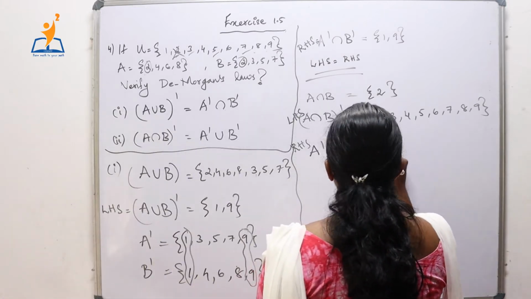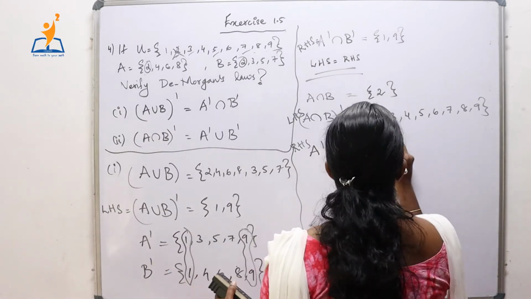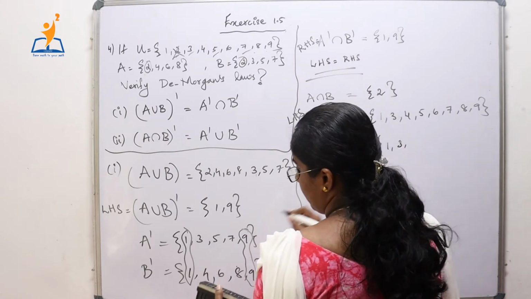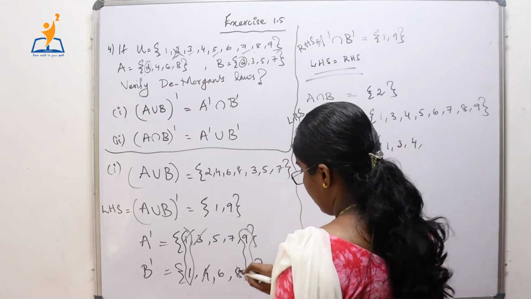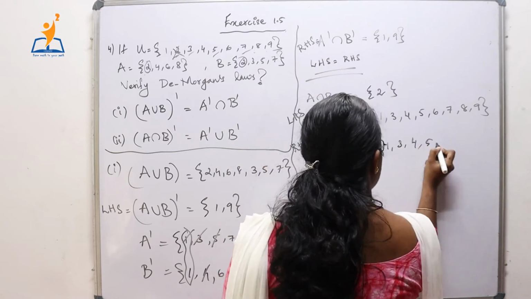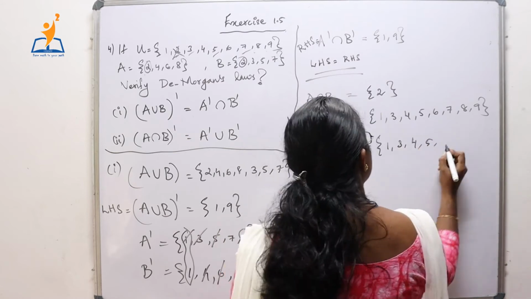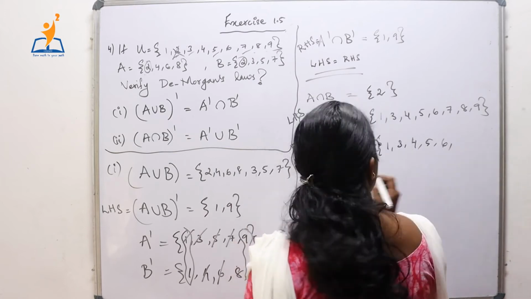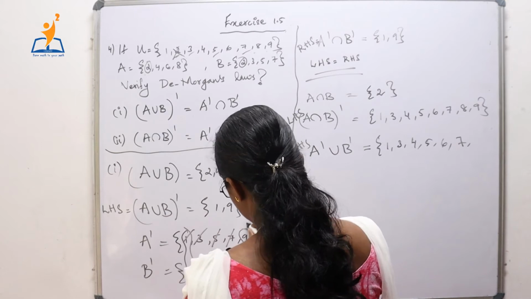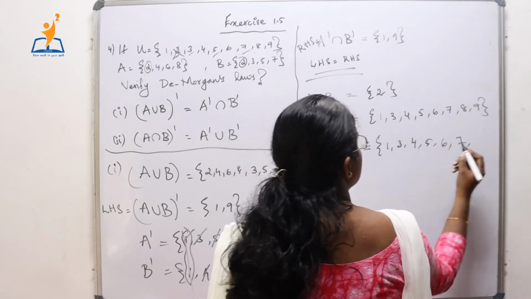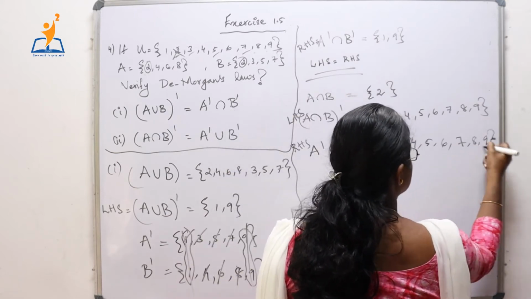So it will contain 1, 3. We have written 1, 3, then 4 we have, okay. 5 we have, okay. 6 we have, okay. 7 we have, okay. Then 8 and 9 is common. So we have 8 and 9 too.